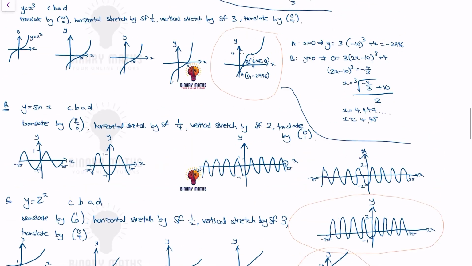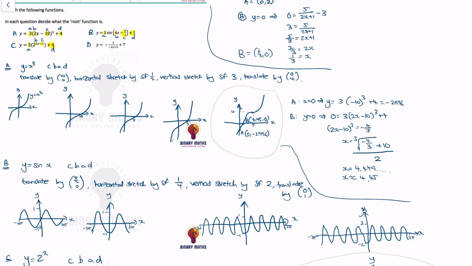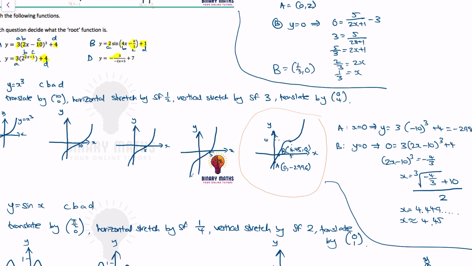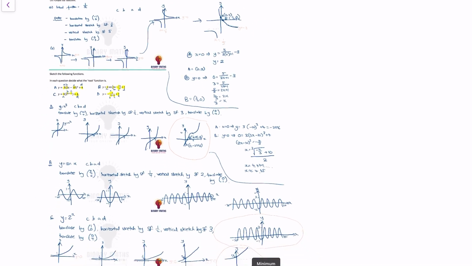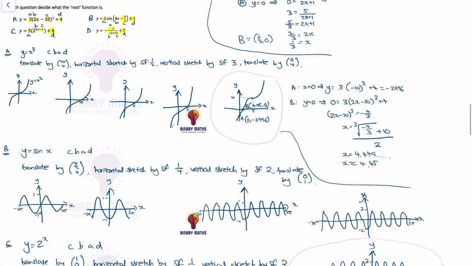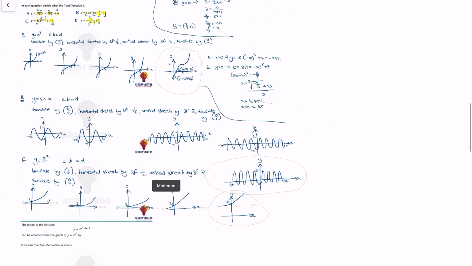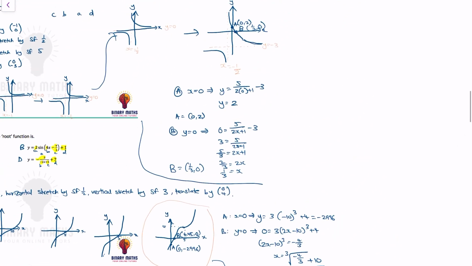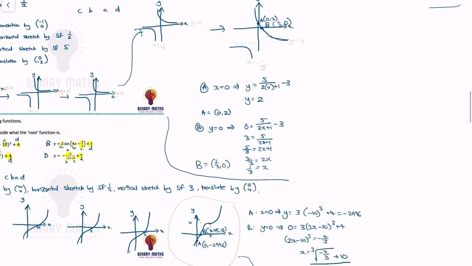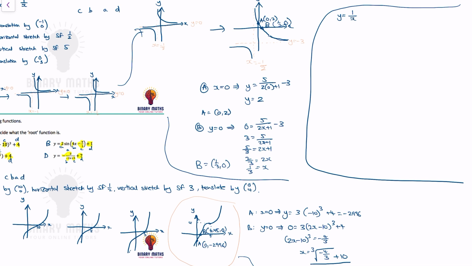I don't have space for D, so I'll have to go somewhere else. So if I highlight this, I'm going to call this A, this is B, this is C, this is D. So A, B, C, D. I'll have to go here to write, for D. Okay, so the root function, it looks like it's y is equal to 1/x. So y is equal to 1/x is the root function. So this is D. Okay, so again, we're doing C, B, A, D.